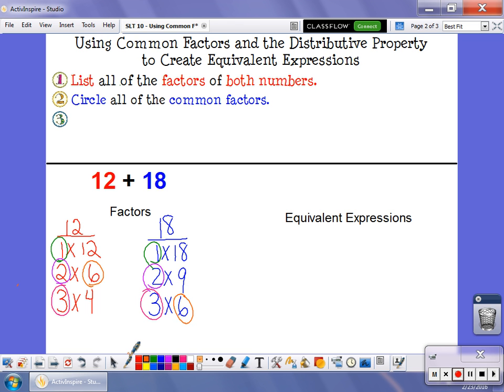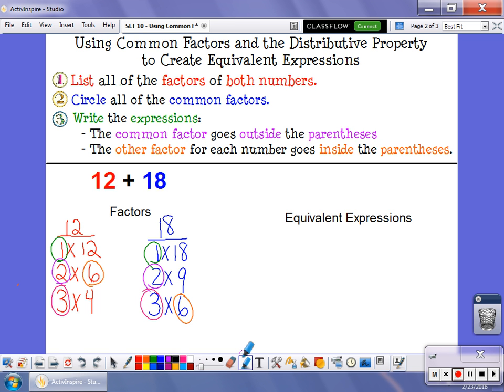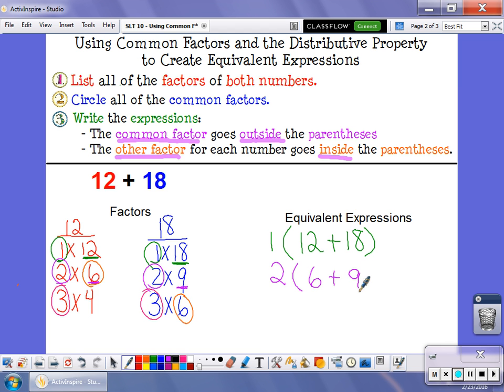Now it's time for me to write my expressions. The common factor, remember, goes outside the parentheses, and the other factors go inside the parentheses. So here's what we have. Let's start with my common factor of 1. Okay, 1 is matched up with 12 and 18. So inside I'm going to have 12 and 18. My next common factor is a 2. So my 2 goes outside. 2 is matched up with 6 and 9. So inside I get 6 and 9.